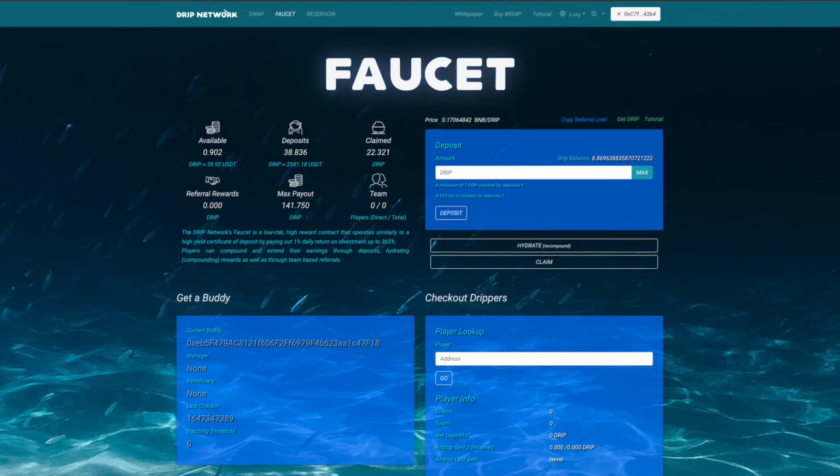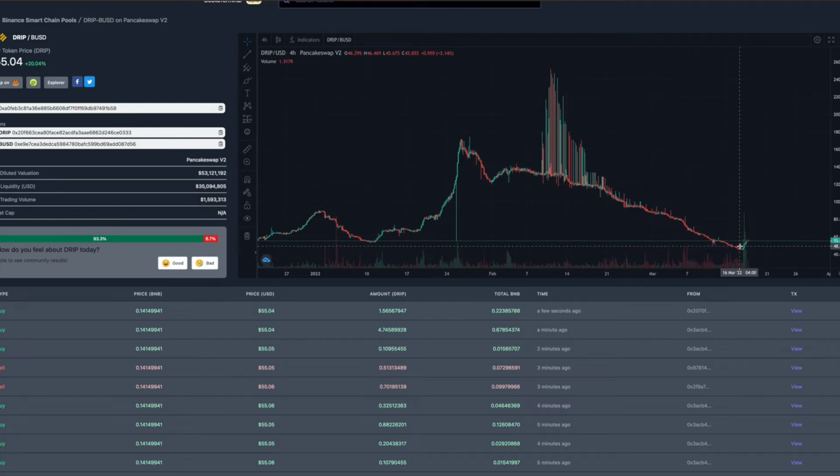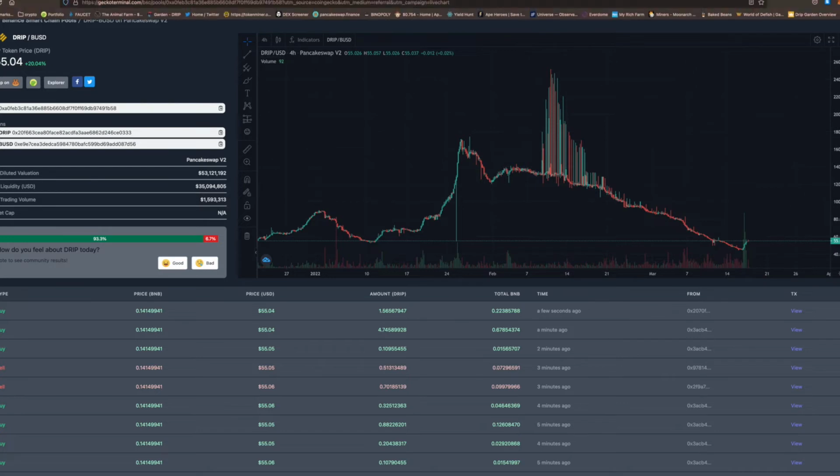And obviously what you want to do now is bag as much Drip as you can. I haven't got too much, but obviously I'm earning 1% a day off this balance here. This has been hydrating for a couple of days, and then what I'm going to do is just compound that balance, increase this balance. I've also got a bit more Drip that I picked up a few days ago, because I was waiting for Drip to get under $50, and then it dropped to about $45. I put in some more buys, and now we've got some more to deposit.